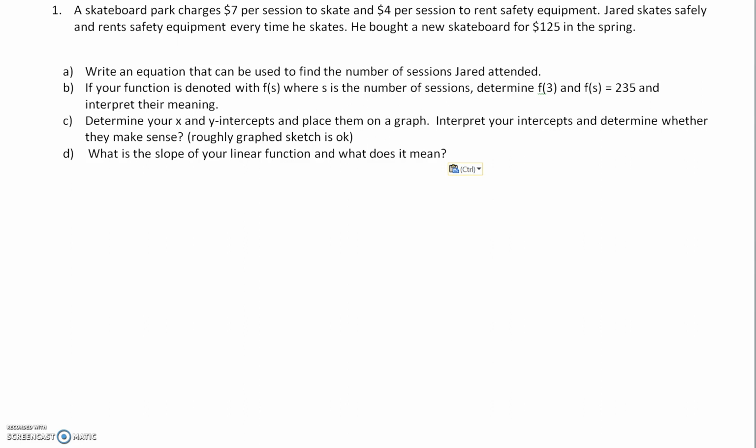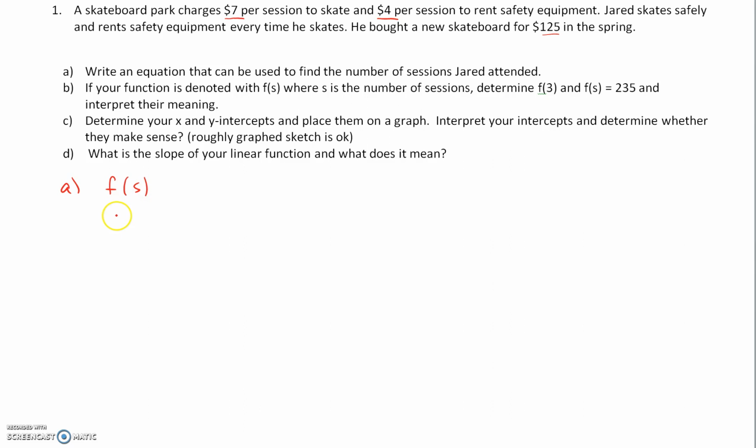Alright, so part A asks us to write an equation that can be used to find the number of sessions Jared attended. So there's a couple things going on here. Not only did he spend $125 on a new skateboard, there's two other things that he's paying for every skate session. There's $7 for the park, and there's $4 to rent safety equipment. So for part A, the costs would be, and we're going to denote our function f of s.